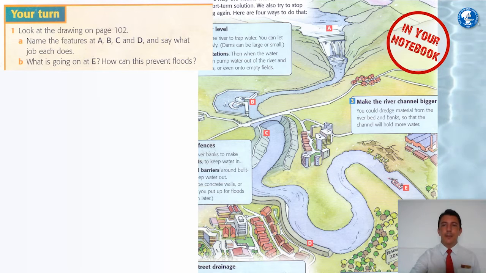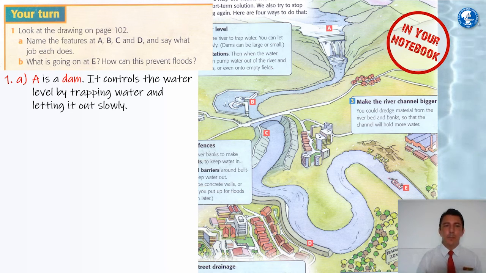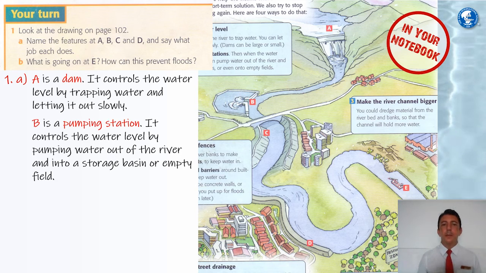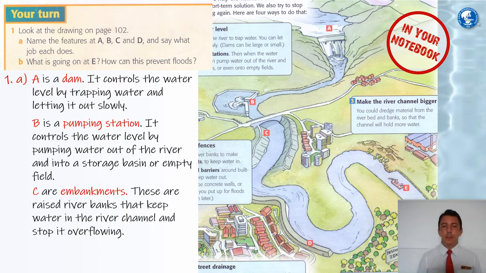So let's look at A. So A is a dam. It controls the water level by trapping water and letting it out slowly. B. B is a pumping station. It also controls the water level, but this time by pumping water out of the river and into a storage basin or empty field. C. C are embankments. These are raised riverbanks that keep water in the river channel and stop it overflowing.